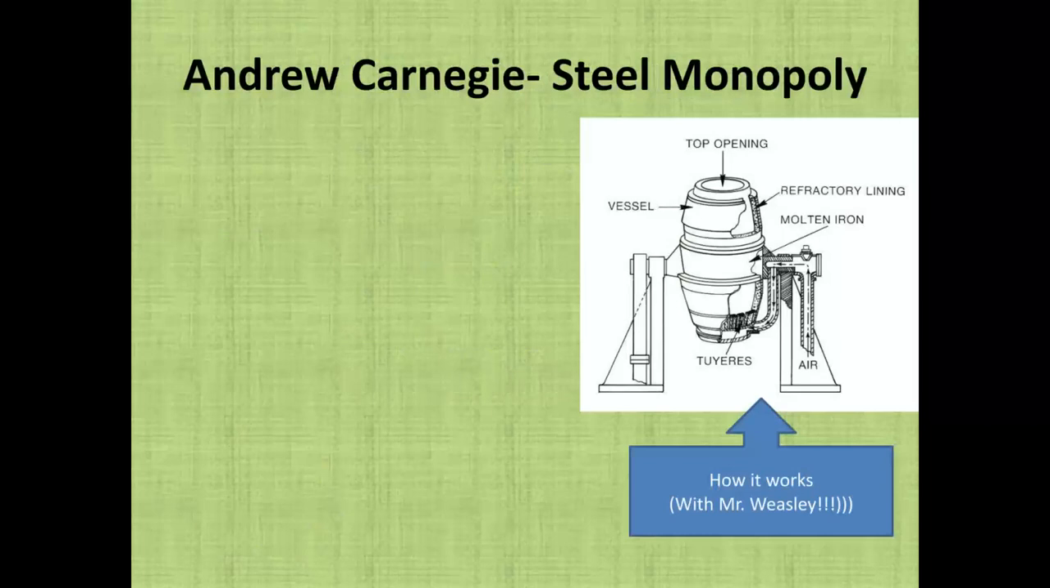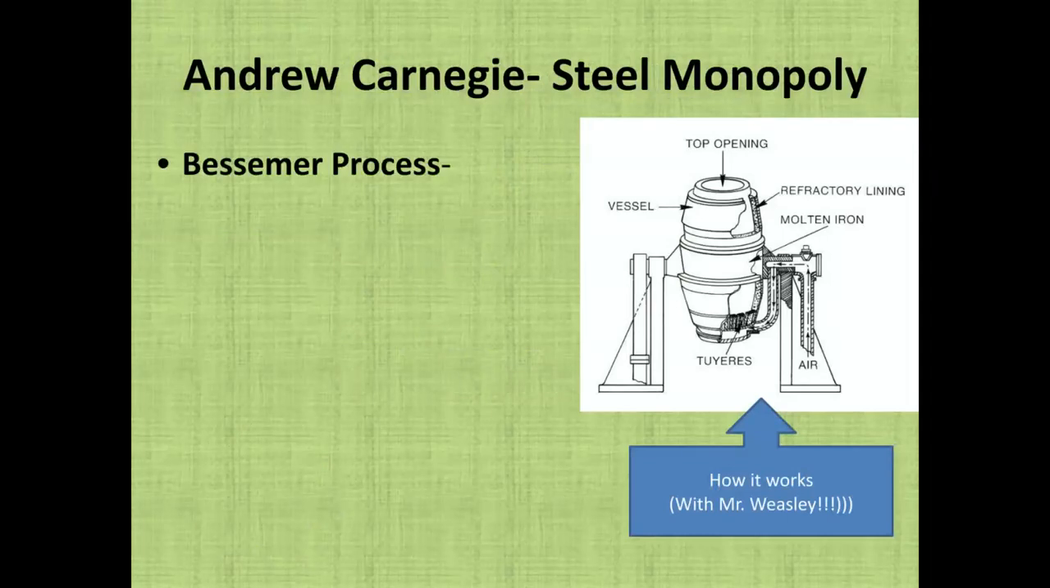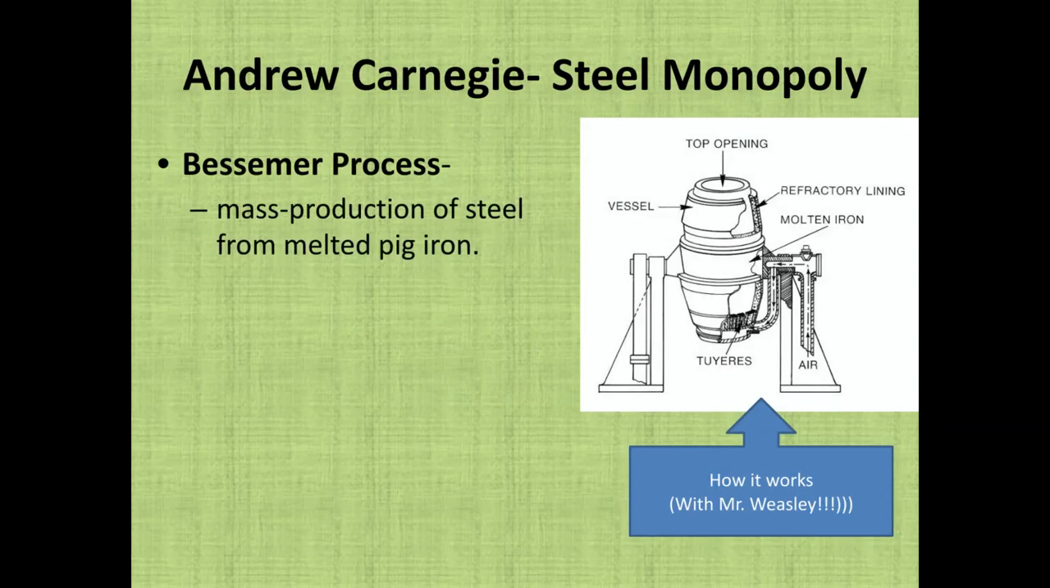Steel, of course, needed to be used for the new railroads. But the problem before steel was that the iron wasn't strong enough, and they couldn't build big buildings. They couldn't build these large expansion bridges. So Carnegie is going to take advantage of a way of producing steel a lot cheaper and making it more affordable so some of these things could be built. And that process was called the Bessemer process. It was the mass production of steel from melting pig iron. And they would put it in these furnaces, and that's how they would pretty much make it.